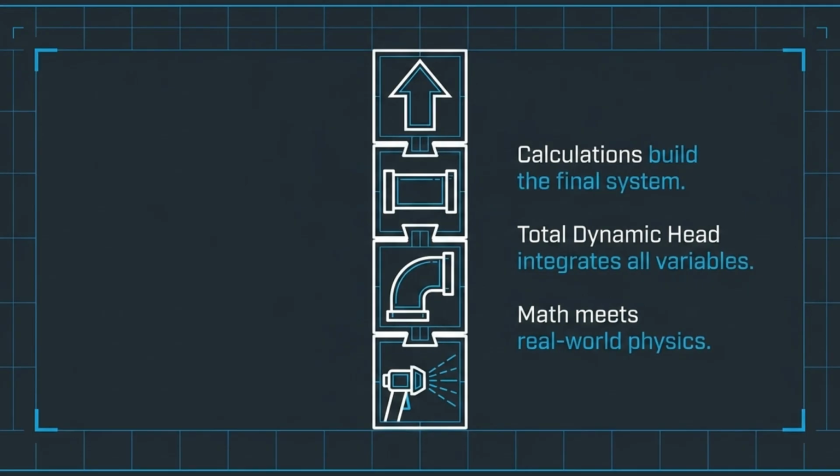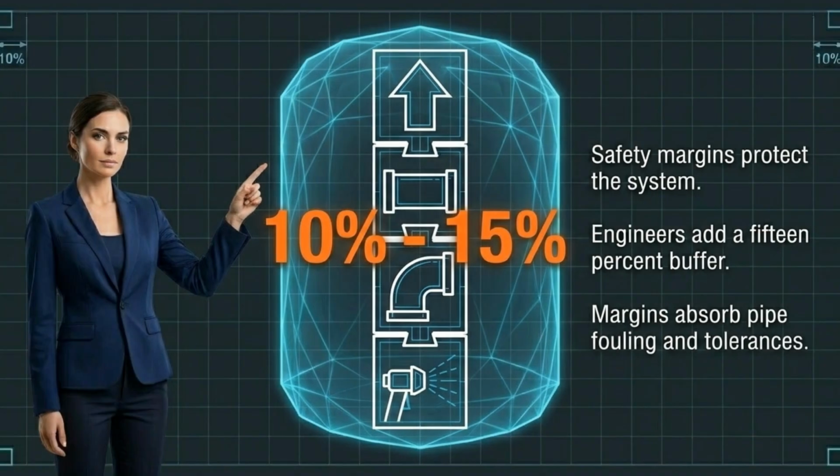By integrating these variables, static head, pipe length, fitting resistance, and discharge pressure, you can accurately calculate the total dynamic head needed for your system. Finally, remember to incorporate a safety margin. Adding a 10 to 15% buffer helps account for potential pipe fouling and design tolerances over time.